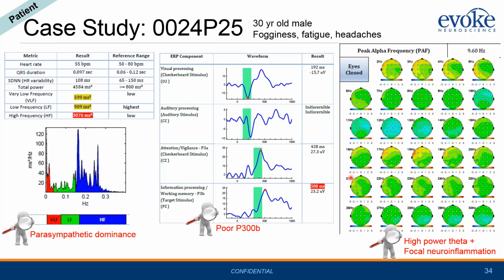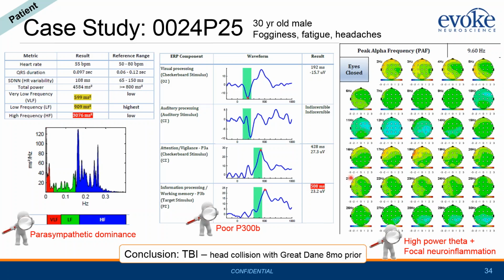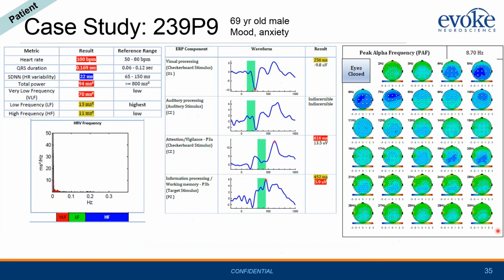So this wasn't a huge car accident. That would be something really obvious. But when we questioned him more, we figured out he had a head collision with his Great Dane dog 8 months ago, and that's what's causing this. He did have a little bit of functional brain injury. His brain hasn't recovered, so we're going to train the brain back to health, and he'll overcome these symptoms.